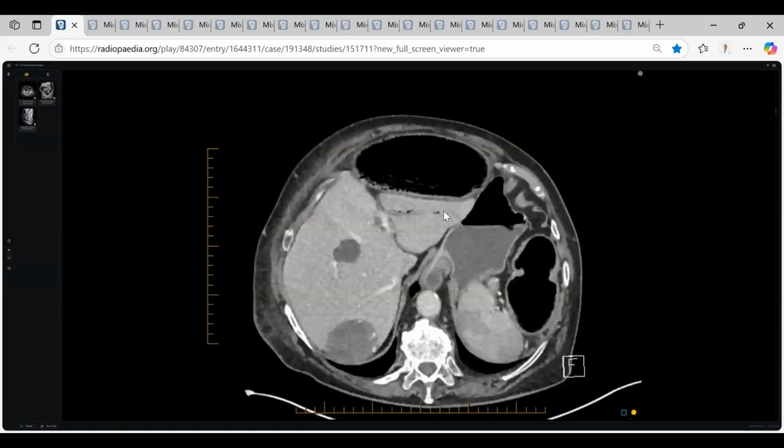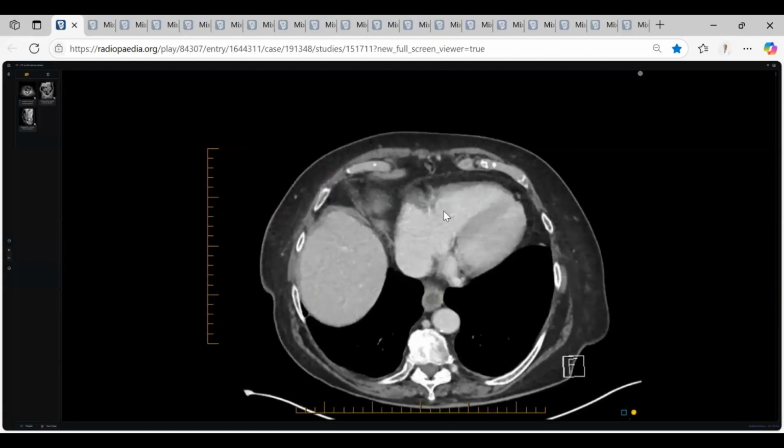Yes, sir. I have been provided with the CT scan abdomen. One second. Request control first.